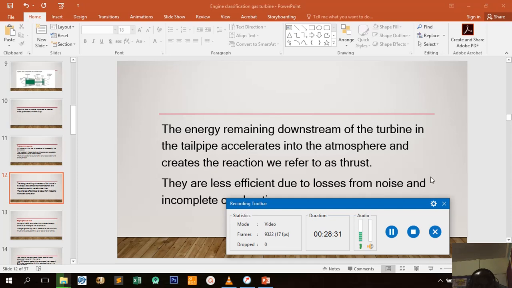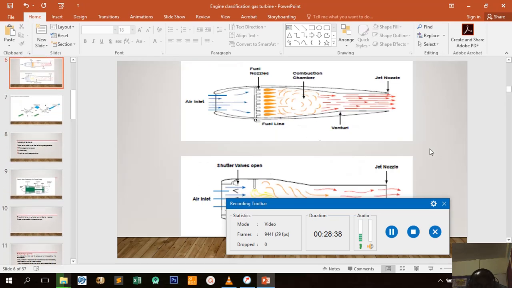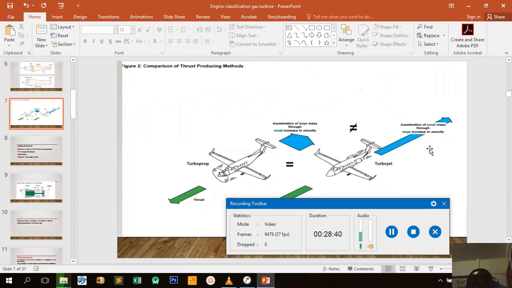and torque producing, where we accelerate a large mass through a small increase in velocity.